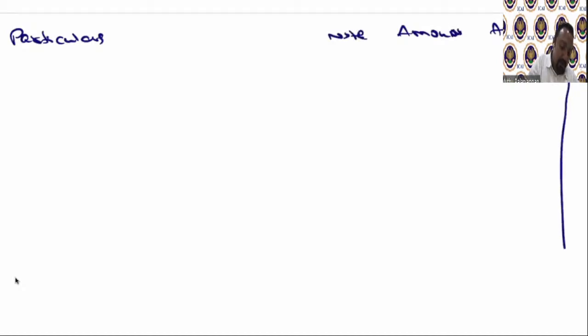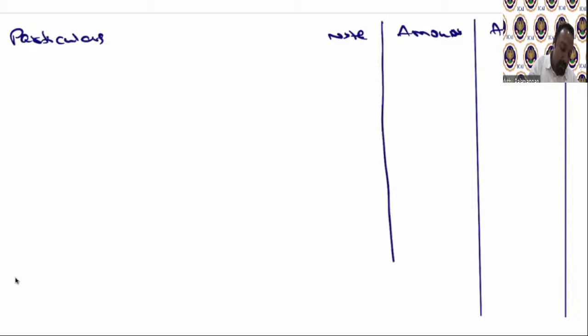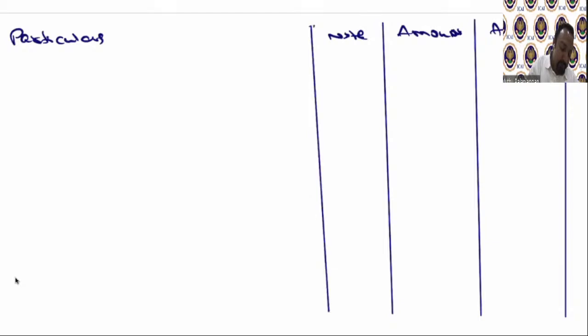So what do you do? Particulars, amount, note. By default, you should come out with these lines, these columns, so that you actually know what you are writing. You maintain a format template. You don't get confused how to represent a problem.